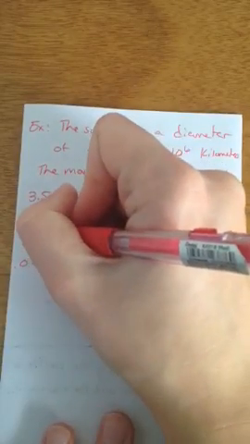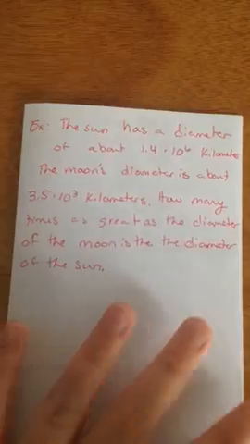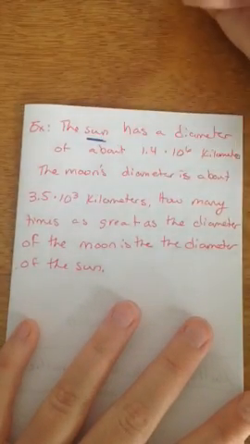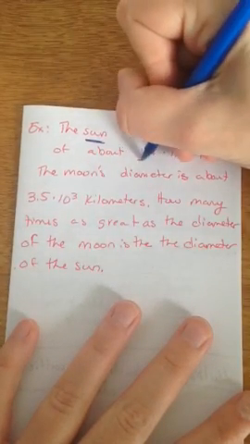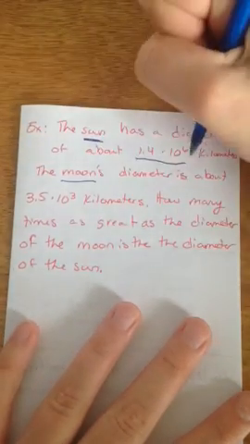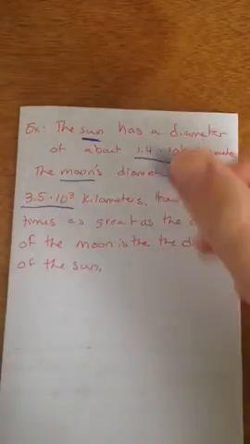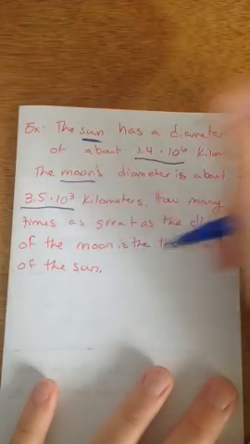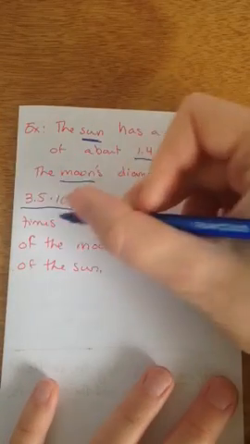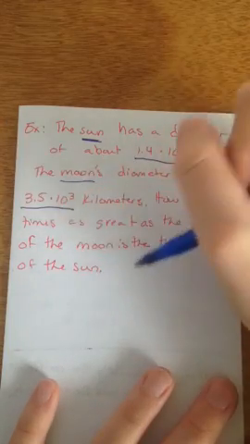This is math here. So again, that has lots of words, so we're going to read it again. So the sun, that's the important part, has a diameter of about 1.4 times 10 to the 6 kilometers. The moon's diameter is about 3.5 times 10 cubed kilometers. Now this sentence might be a little bit confusing here. It says how many times as great as the diameter of the moon is the diameter of the sun.